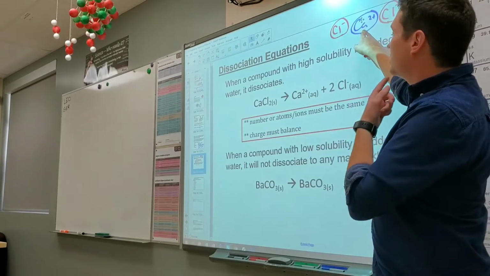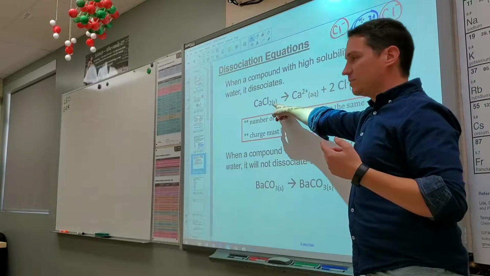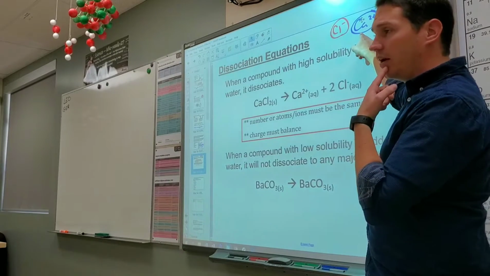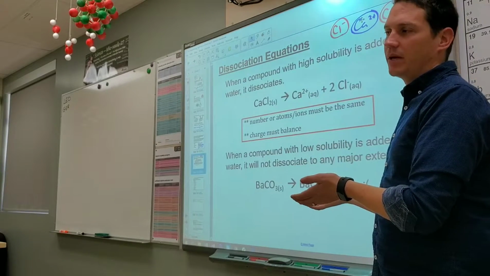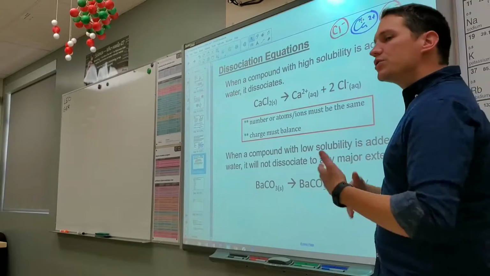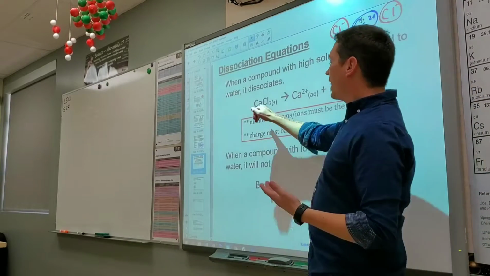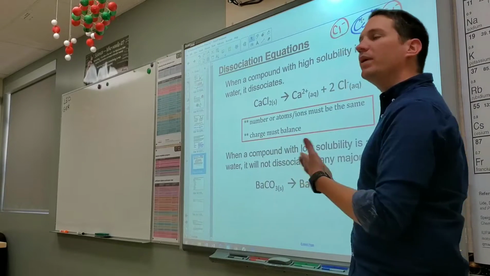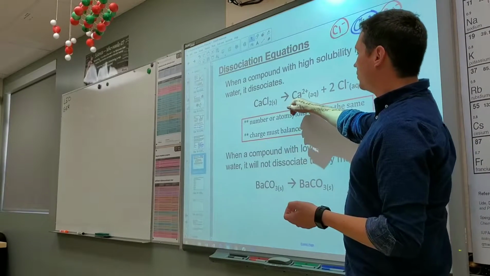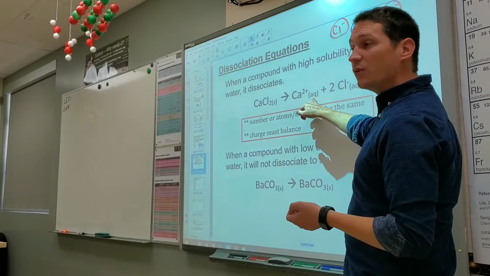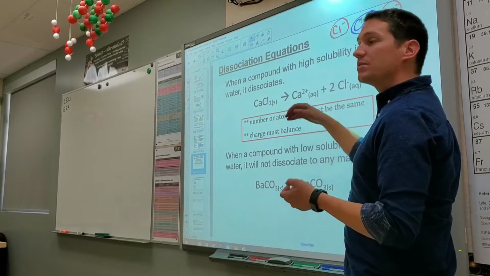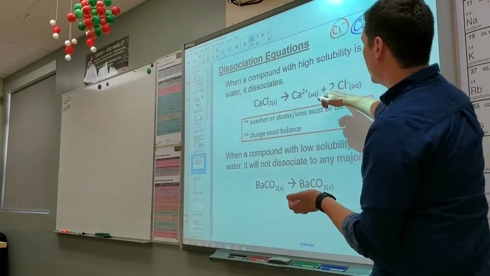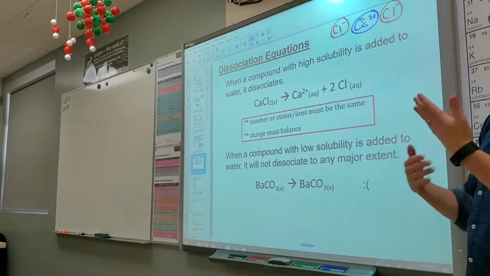How many calcium ions am I going to make when this thing splits up? One. I'm going to make one calcium ion. But how many chloride ions am I going to make? Two. I'm going to make two. So we have to say that calcium chloride, CaCl2, splits up when we add it to water. It splits up to a calcium ion. When I say aqueous, I'm saying aqueous meaning it's surrounded by water. It's dissolved in water now. And then two chloride ions that are also dissolved in water.